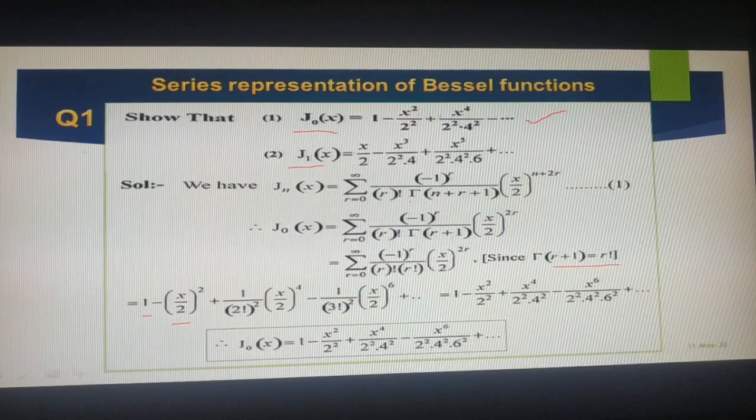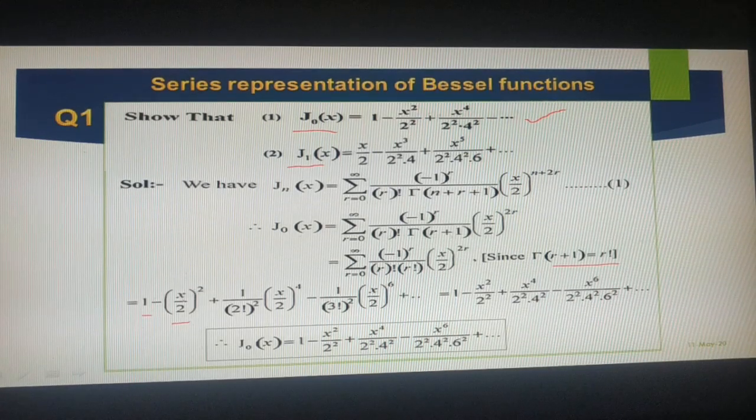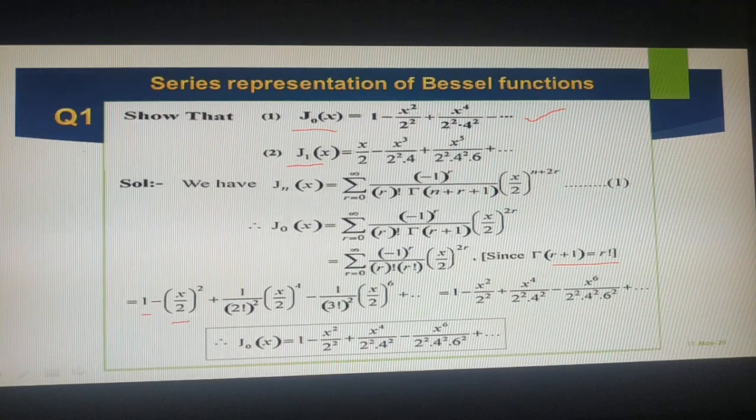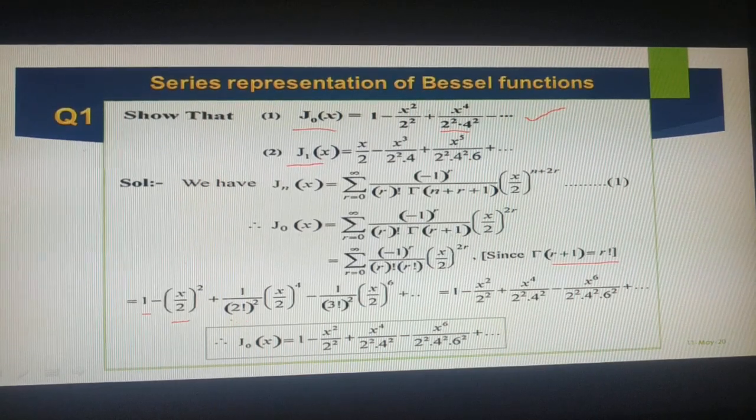you always keep an eye on the end result. We need to show that J0 of x is 1 minus x square by 2 square form. So I am just taking this (x by 2) whole square and expanding it as x square by 2 square, plus x to the power of 4 by 2 square dot 4 square. This particular term you have to write up. How do we have to write it up?